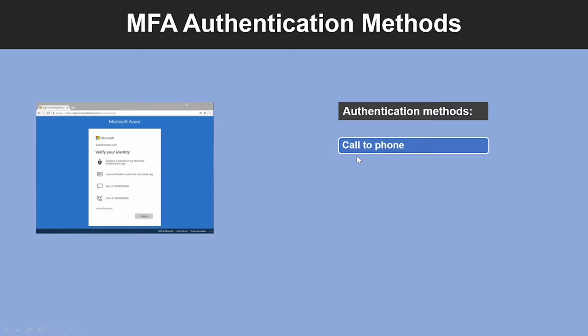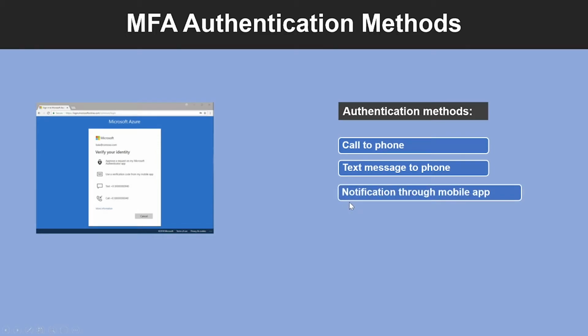First option is call to phone. So, you can be placed an automated voice call and the user answers the call and presses the hash key on the phone keypad to authenticate. The next method is text message to phone. In this instance, the system sends a text message that contains a verification code, and the user is prompted to enter the verification code into the sign-in interface. This process is called one-way SMS. And the two-way SMS means that the user must text back a particular code, and the two-way SMS is deprecated and no longer supported in Azure.